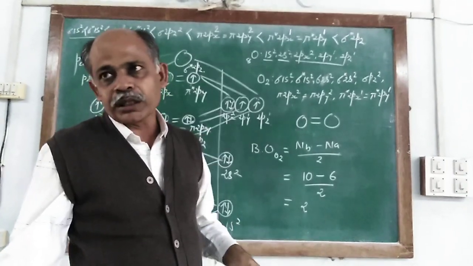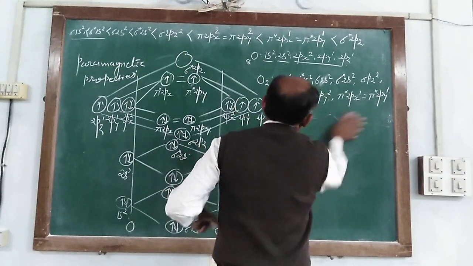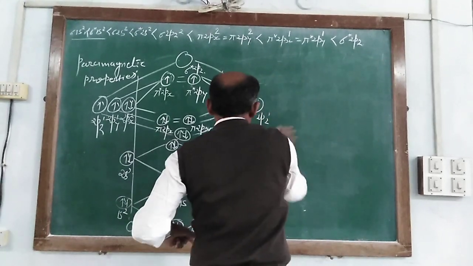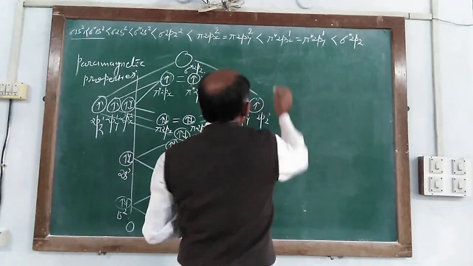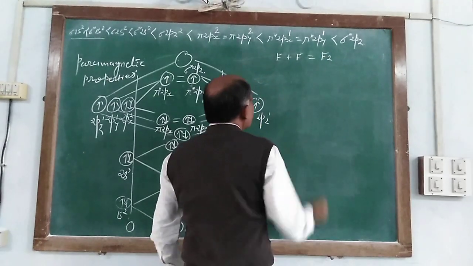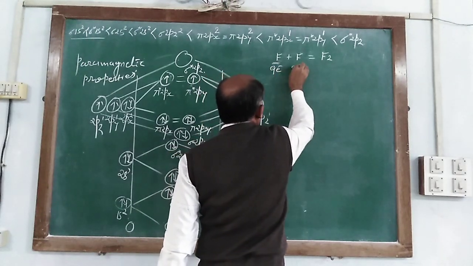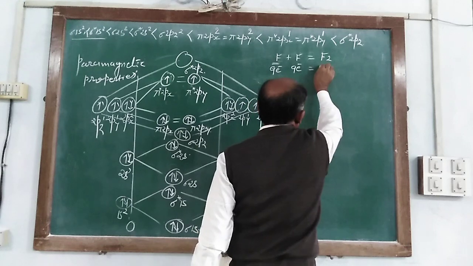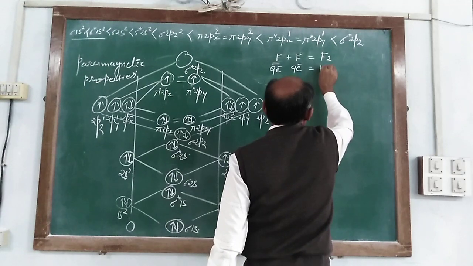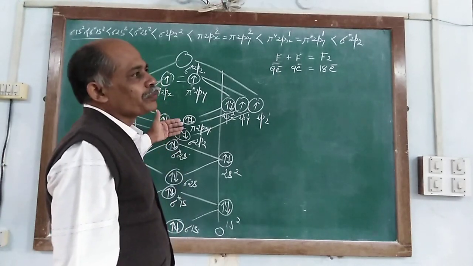Now the last molecule is the F2 molecule. F2 molecules are formed by linking 2 fluorine atoms. Fluorine atoms have 9 electrons each, so the total number of electrons in F2 is 9 plus 9 is equal to 18 electrons, accommodated or arranged in molecular orbitals.